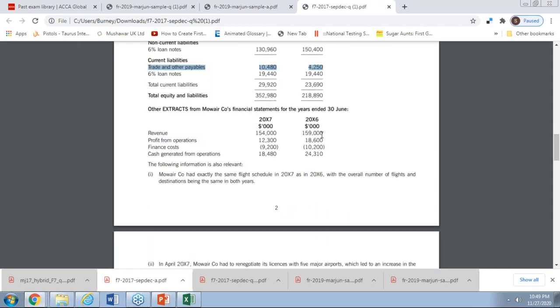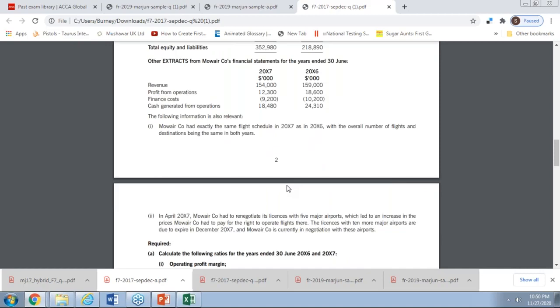The revenue has gone down, but the key point is the flight schedule remains the same. So you have to identify what is the reason behind this. So we have identified there might be low airfares charged to the customers, or there might be a low number of customers who are traveling. Profit from operations has gone down, so we have to identify the reason for this. Finance cost is slightly down because we have paid the loan interest, and the cash flow from operations has also decreased. So these are the points that you should remember, and these are the points you have to incorporate when you are writing your answer. That's it.